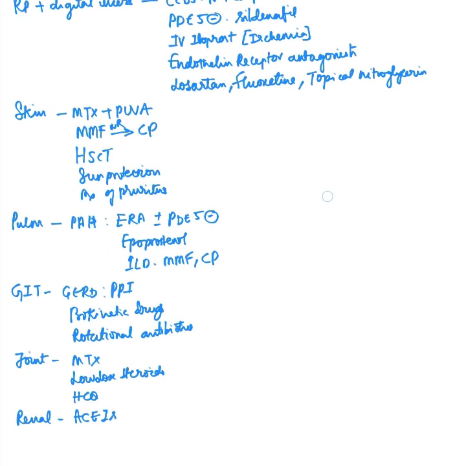For GIT, if there is any GERD, proton pump inhibitors, and if there is decreased motility, then prokinetic drugs. And if there is any bacterial overgrowth that is symptomatic, then we have to go for rotational antibiotics. For the management of joint manifestations, methotrexate, low-dose steroids, and hydroxychloroquine as a third-line agent can be tried. And if there are any renal manifestations, angiotensin converting enzyme inhibitors are to be tried. And we have to be very careful while prescribing steroids because they can predispose to scleroderma renal crisis.